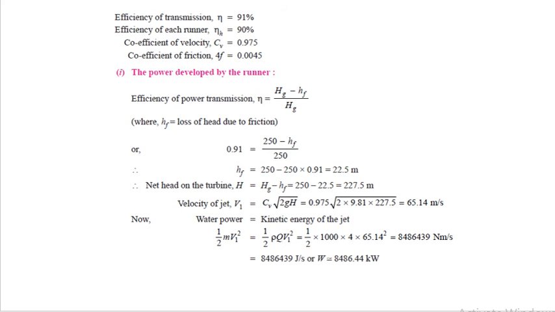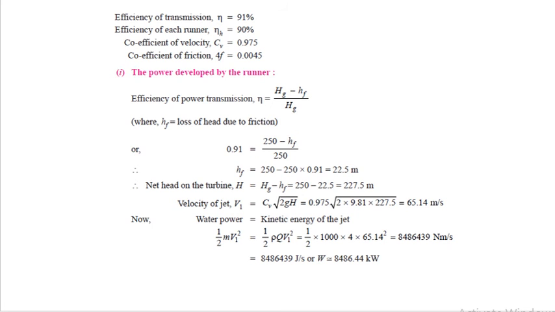So what we have to do? Efficiency of transmission is given, 91%. Efficiency of each runner is given. Efficiency of runner is your hydraulic efficiency. Coefficient of velocity is given. With the help of this, you can calculate absolute velocity. And the value of 4f is also given. With the help of this, you can calculate frictional head.